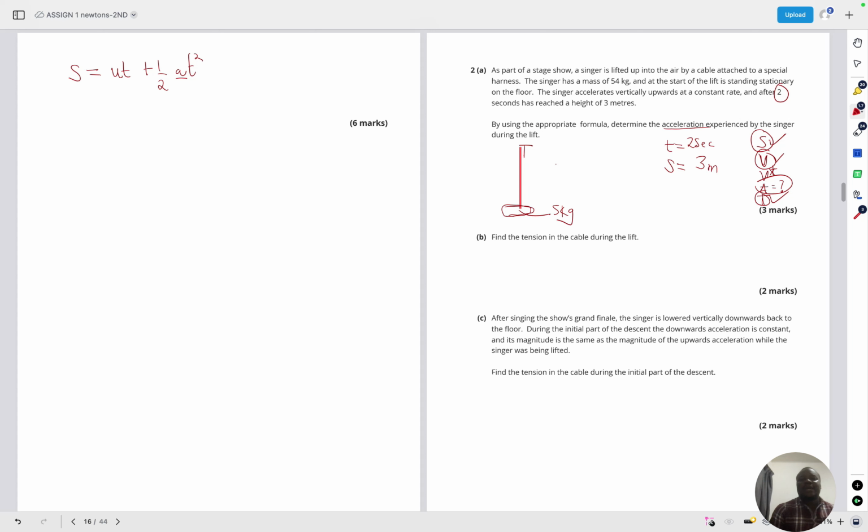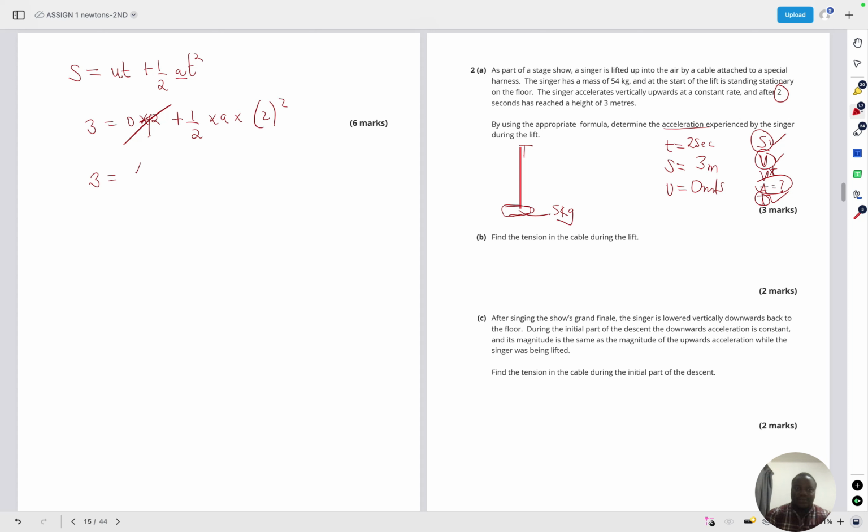What we are going to do now is replace our values, because our u, initial velocity, we know is 0 meters per second. So we just need to substitute these in there. And our x is 3 meters. So we're going to have 3 equals 0 times t, which is 2 seconds, plus half times a times the time, which is 2 seconds squared. The first term is 0. Then we've got 3 equals, this is going to give us 4.